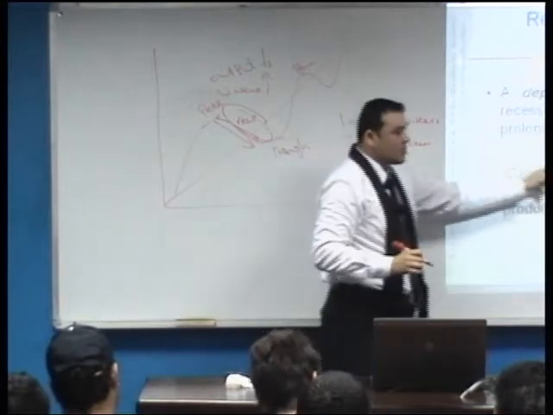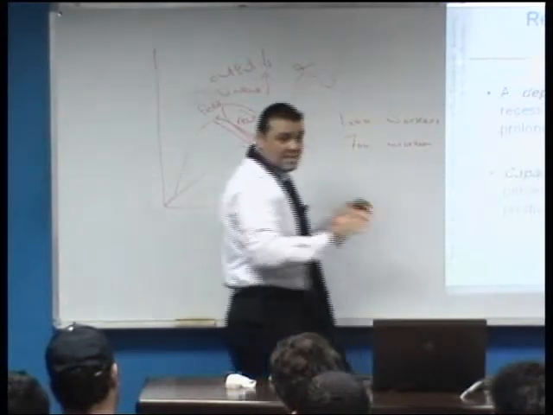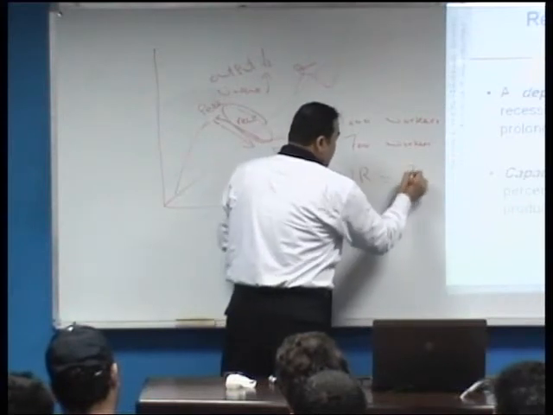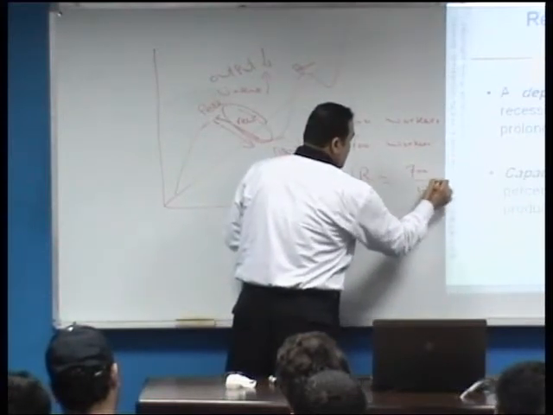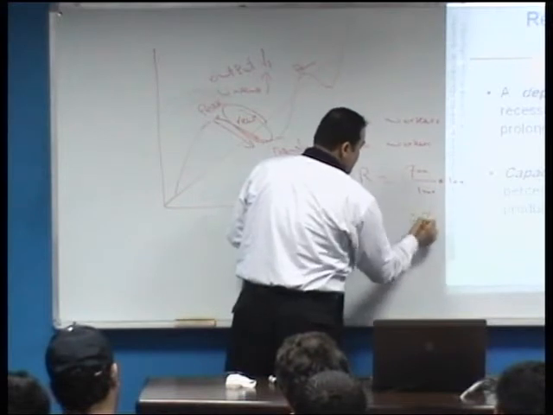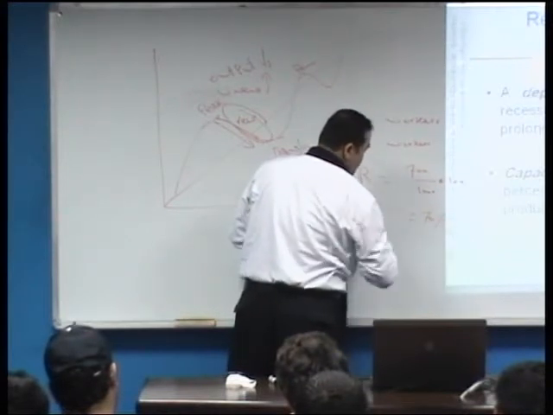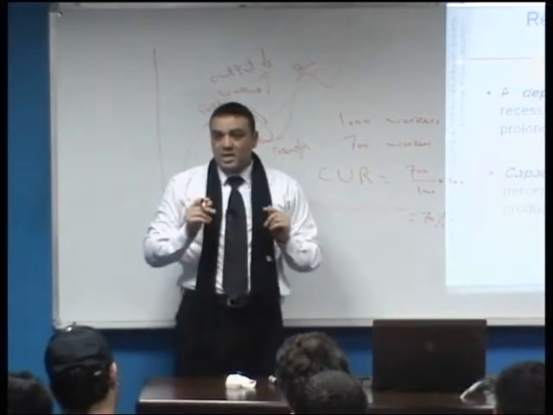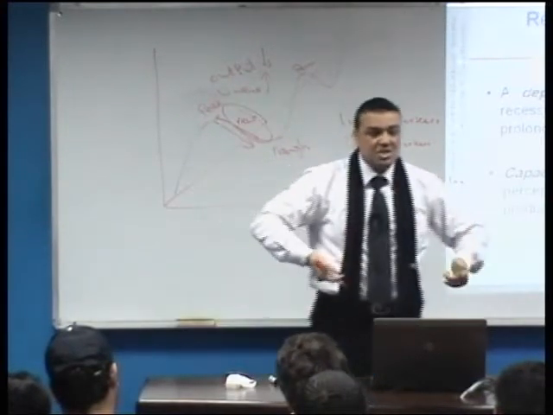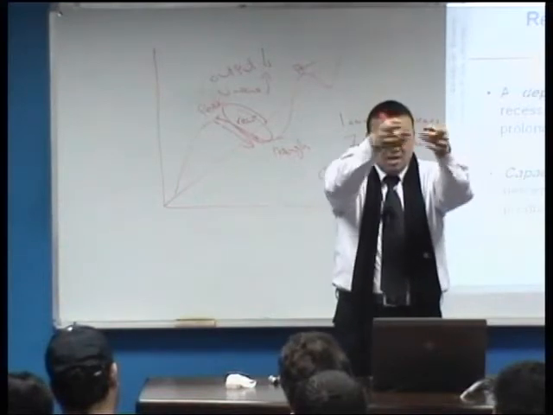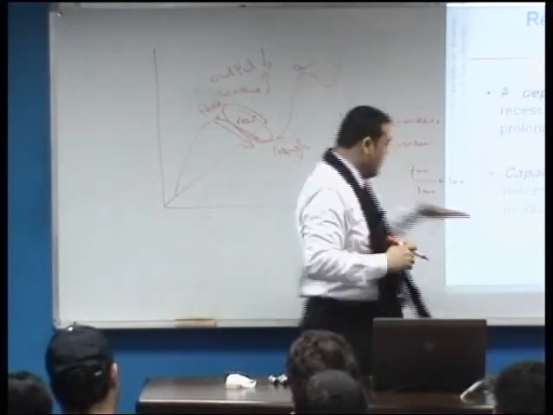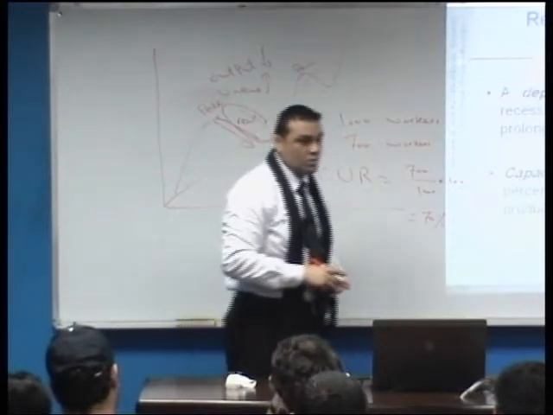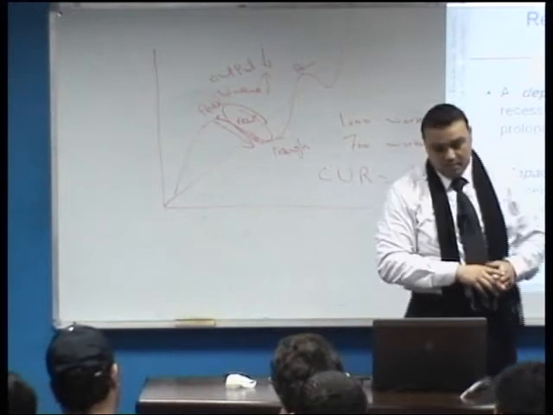How much is our capacity utilization rate? Exactly. So the capacity utilization rate equals 700 over 1,000 times 100 equals 70%. Right? What is this? It's called the capacity utilization rate, and it is the utilized part of our capacity. Right? If we use more workers, in this case the capacity utilization rate would increase. Right? Okay.